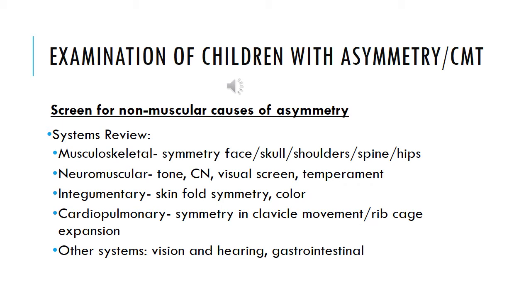So making sure that you do a thorough screening and review of the musculoskeletal, neuromuscular, integumentary, cardiopulmonary, and then other systems such as GI, vision, and hearing to determine if there's any other potential causes of the asymmetry.